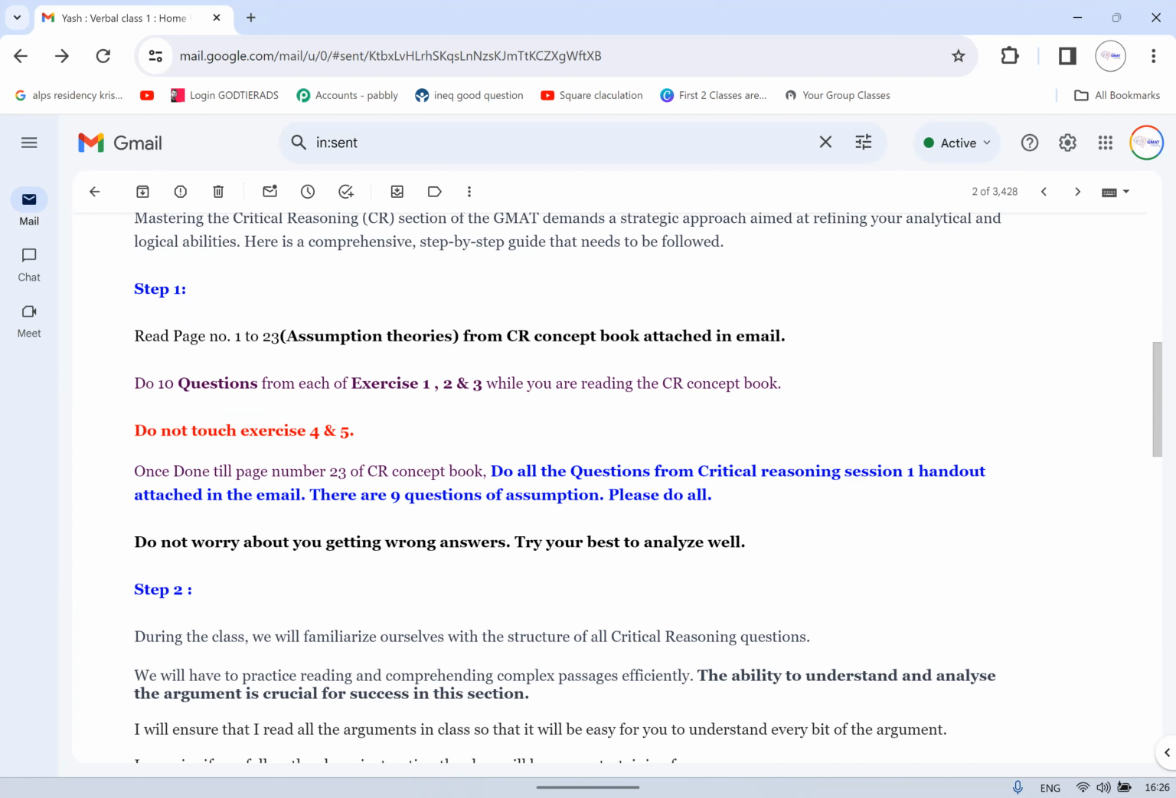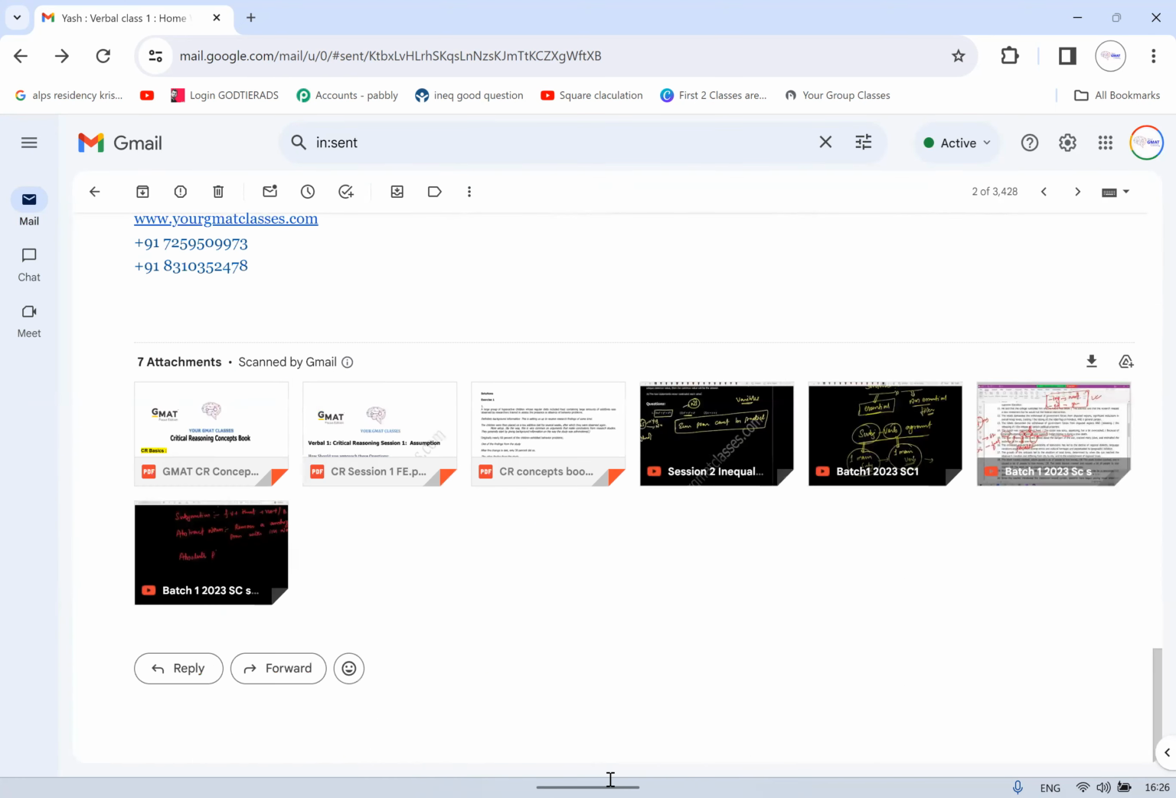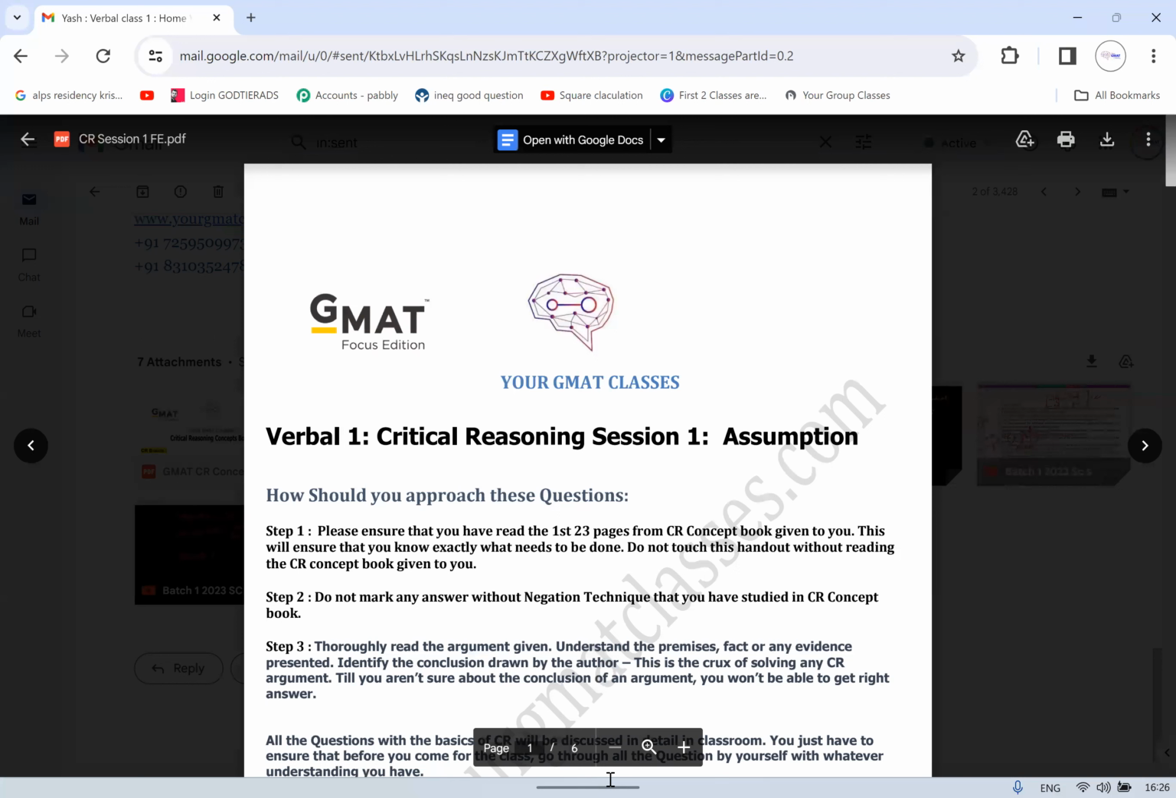So once done reading till page number 23, do all the questions of the critical reasoning session 1 handout attached in the email. So this is a handout, guys, which we'll be discussing completely in the next class. I have not taught you anything about CR at all.